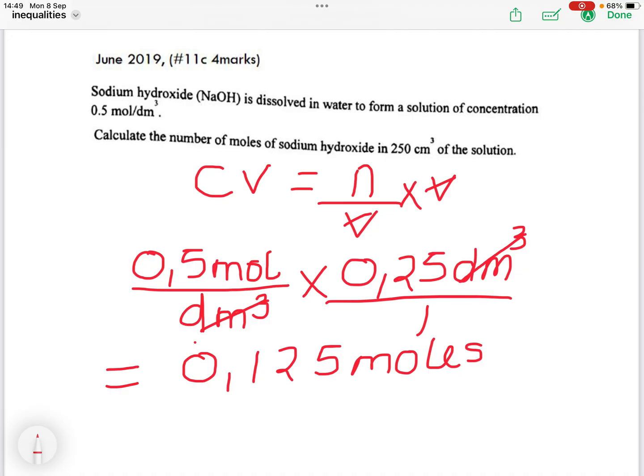So this is how we calculate the number of moles. Make sure that sometimes they can give you the concentration and volume, and they require you to find the number of moles. And then sometimes they are going to give you volume and number of moles, and they ask you to find the concentration. So make sure that you can make the required option the subject of the formula. So we are going to end here today.